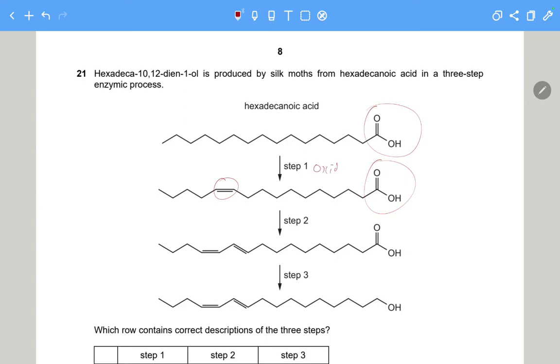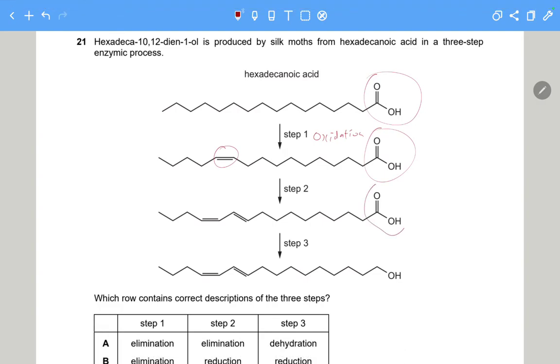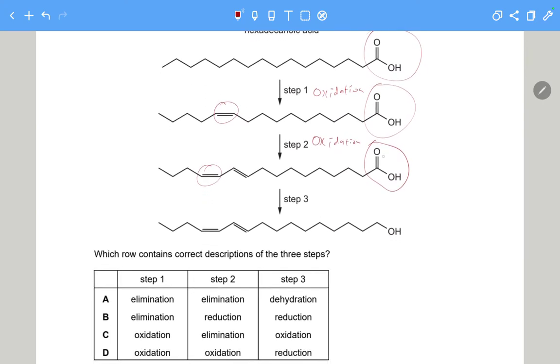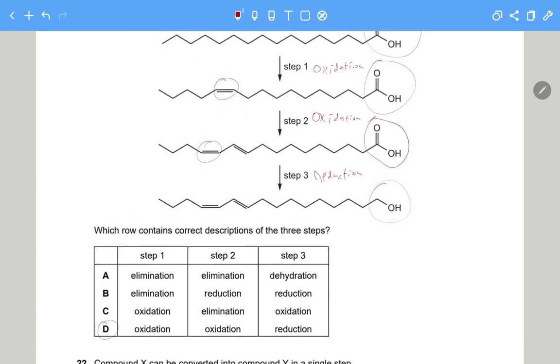Elimination is not a good word for this reaction, because elimination is when a leaving group is released. Here we don't have a leaving group. Hydrogen is not considered to be a leaving group, and because we are removing hydrogen, remember oxidation is the loss of hydrogens, so oxidation is a better word. Step 2, the acid group remains intact again and we have another alkene, so that is another oxidation. Step 3, the acid group goes from acid to alcohol, which is a reduction reaction. So it is oxidation, oxidation, reduction, and that is option D.